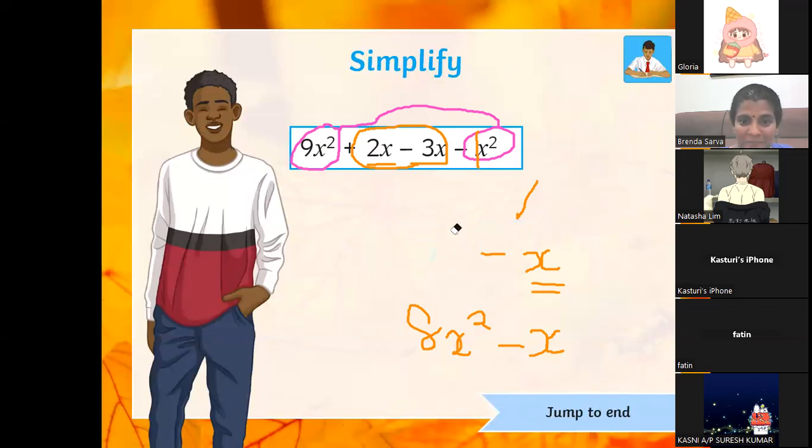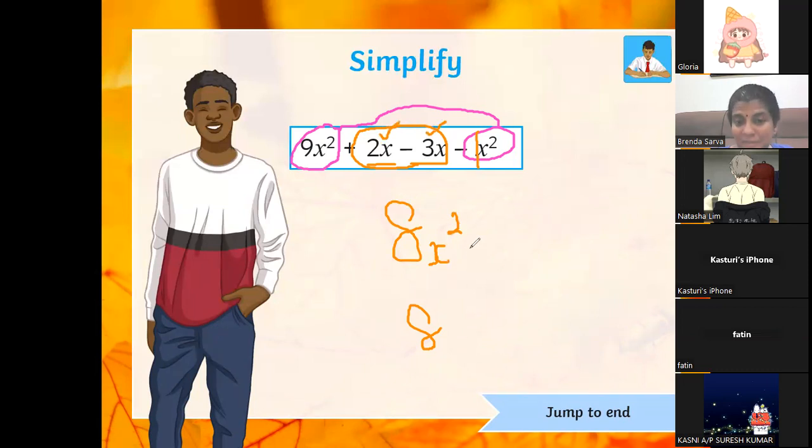So I repeat, this is the part where it becomes a bit challenging for chapter 2. What we are doing is simplifying and expanding. So 9x squared minus x squared is 8x squared. That squared is important. Then 2x minus 3x is negative 1x, so that's just negative x. That's all. Got it? Understood?